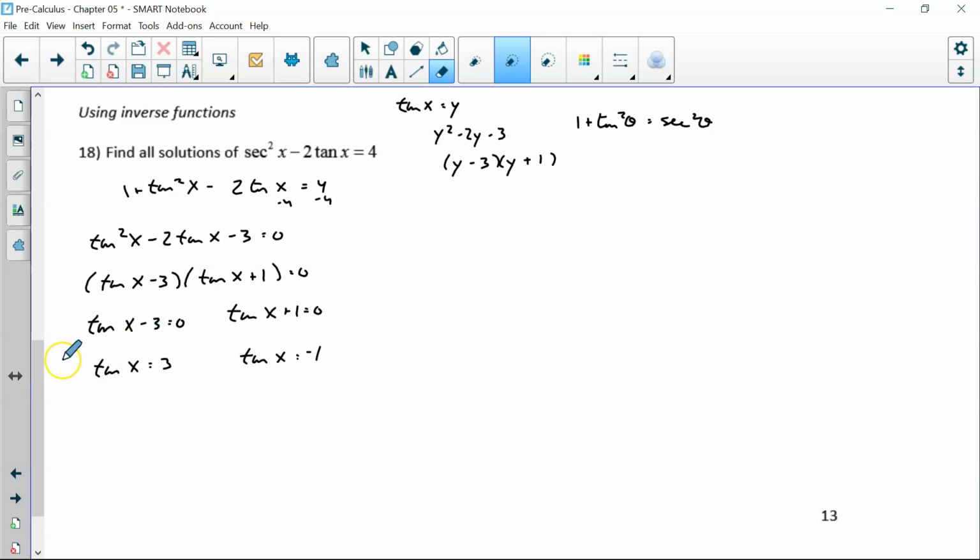So to do that, we're going to take the tangent inverse, or the arctangent, of both sides. So the arctan of the tangent of x equals the arctangent of 3. So x equals the arctangent of 3. Remember, arctangent is the same as the tangent inverse. They're equivalent. So there you go, the arctangent of 3. That's about equal to 1.25-ish.